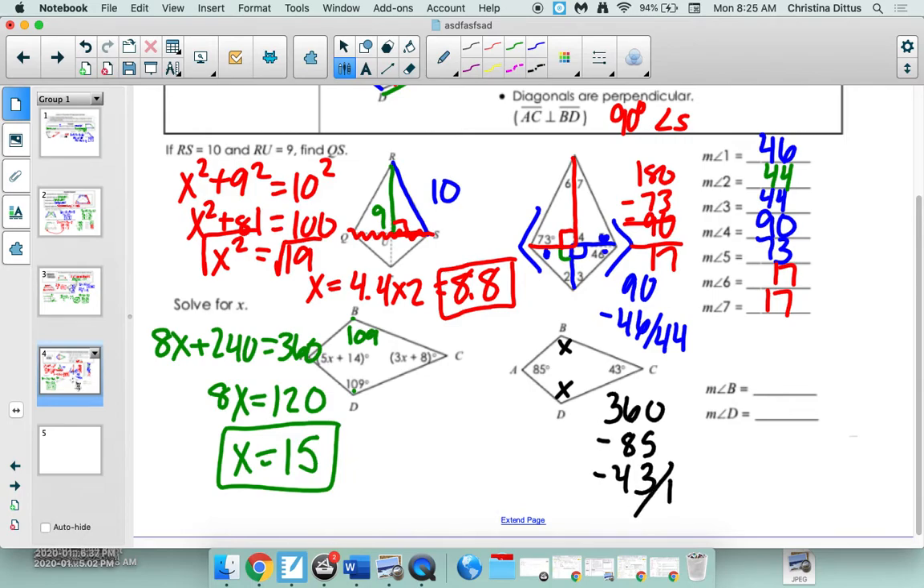We subtract, 232. Divide by 2 gives me how much for each of them? It's 116. And then we said these are equal, so they are each 116. Alright. Questions? Are squares still our favorite shape?